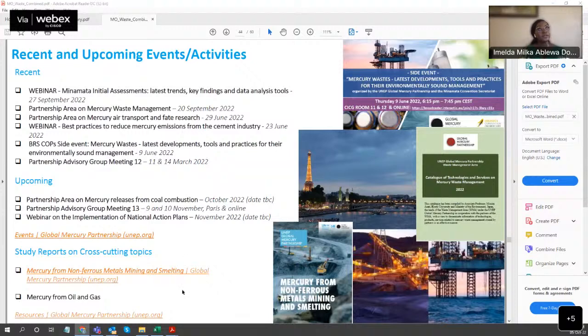In terms of cross-cutting work that the partnership is undertaking, we have worked on 2 study reports, the first one on mercury from the non-ferrous metals mining and smelting, and the second one on mercury from the oil and gas sectors. So in these 2 reports as well, authors have also proposed an initial discussion on the management of the waste resulting from these 2 sectors.